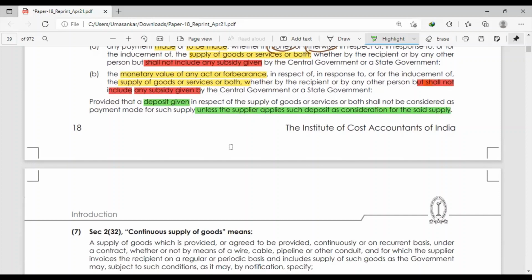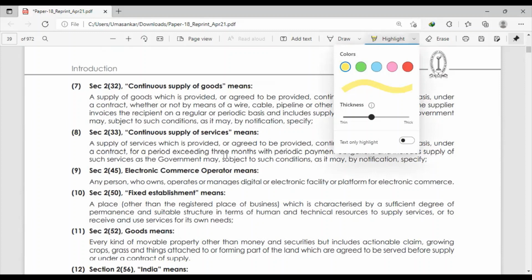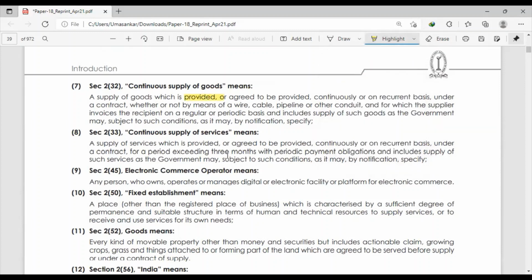Next definition is continuous supply of goods and continuous supply of services. What do you mean by continuous supply of goods and what do you mean by continuous supply of services? Okay. So a supply of goods which is provided or agreed to be provided continuously or on a recurring basis. Provided means some portion is already provided or it will be provided in the future, and continuously or on a recurrent basis. Recurrent means time to time, every time within a frequency period we need to supply the goods under a contract.